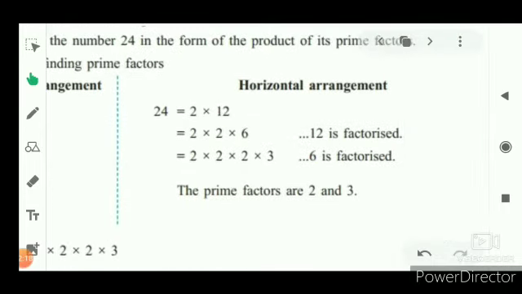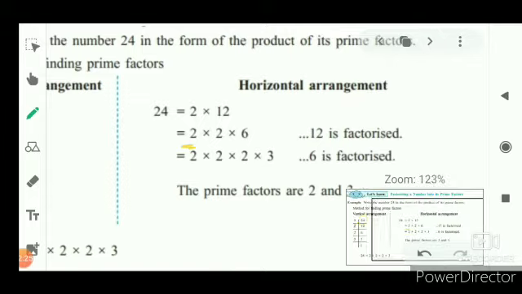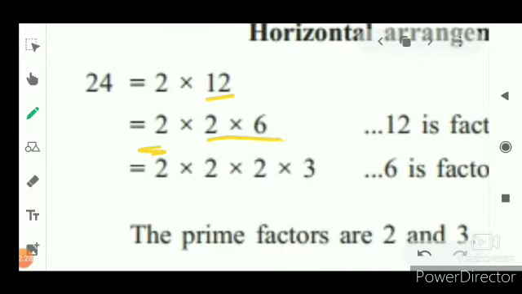Now let's see the horizontal arrangement. We will write 24 as 2 into 12. Now 2 will remain as it is, and 12 can be written as 2 into 6. This 2 is a prime number, so it will remain as it is, and this 6 we will write as 2 into 3. We continue this process until we get all prime numbers. So the prime factors of 24 are 2 into 2 into 2 into 3. So this was the horizontal arrangement.